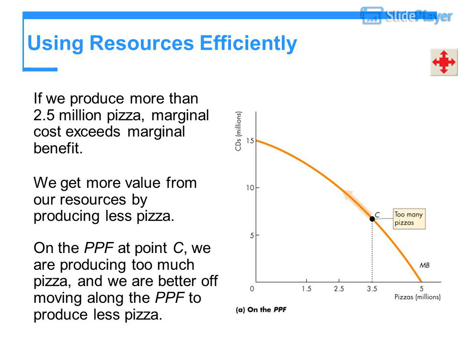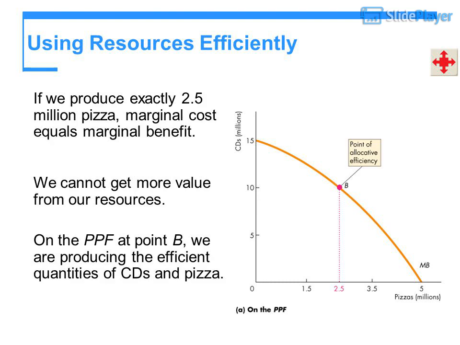On the PPF at point C, we are producing too much pizza, and we are better off moving along the PPF to produce less pizza, using resources efficiently. If we produce exactly 2.5 million pizza, marginal cost equals marginal benefit. We cannot get more value from our resources. On the PPF at point B, we are producing the efficient quantities of CDs and pizza.